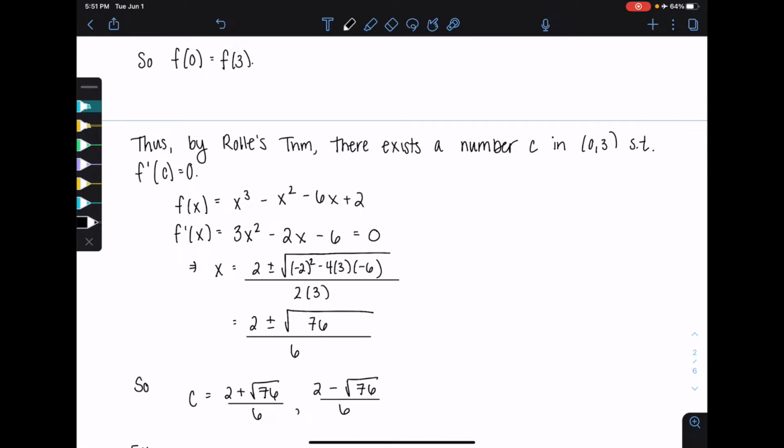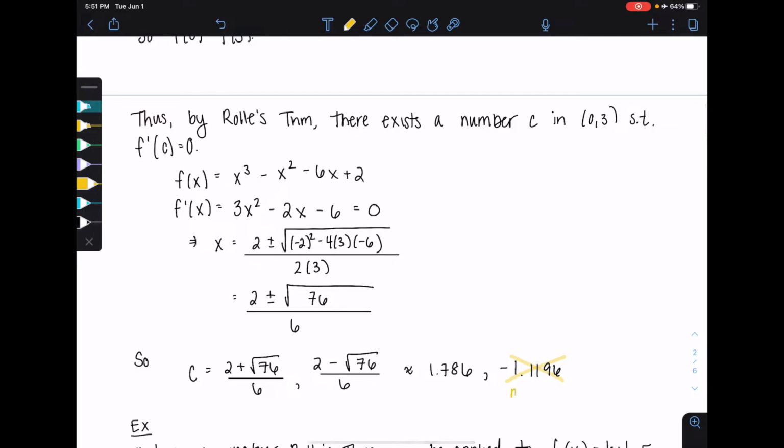But if you plug these into a calculator, you're going to see the first one is about 1.786. The other is negative 1.1196. And this is not the one that's guaranteed to exist by Rolle's theorem, because this is not in the interval from 0 to 3. Okay.